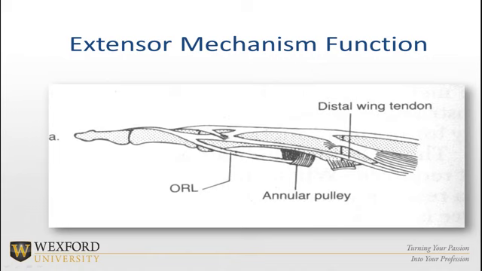So I have a flexion force created here and an extension force created here. When the extensor digitorum and the intrinsic hand muscles contract simultaneously, the metacarpophalangeal joint will typically extend because the force of the extensor digitorum is greater than the intrinsic hand muscles.